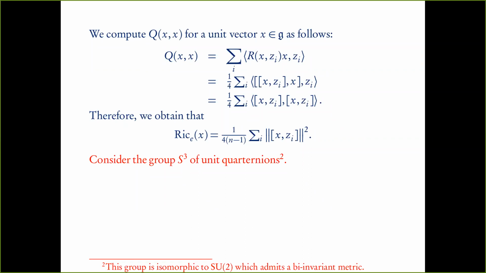It turns out that this group is also isomorphic to SU2, the special unitary group, meaning these are 2 cross 2 complex matrices which satisfy A times A star is equal to identity. Okay? This is like the analog of the special orthogonal matrices. And SU2 is a compact Lie group, or even S3 is compact, so it admits a bi-invariant metric. Okay? So we can apply our theory to this example because it's compact and hence there is a bi-invariant metric.